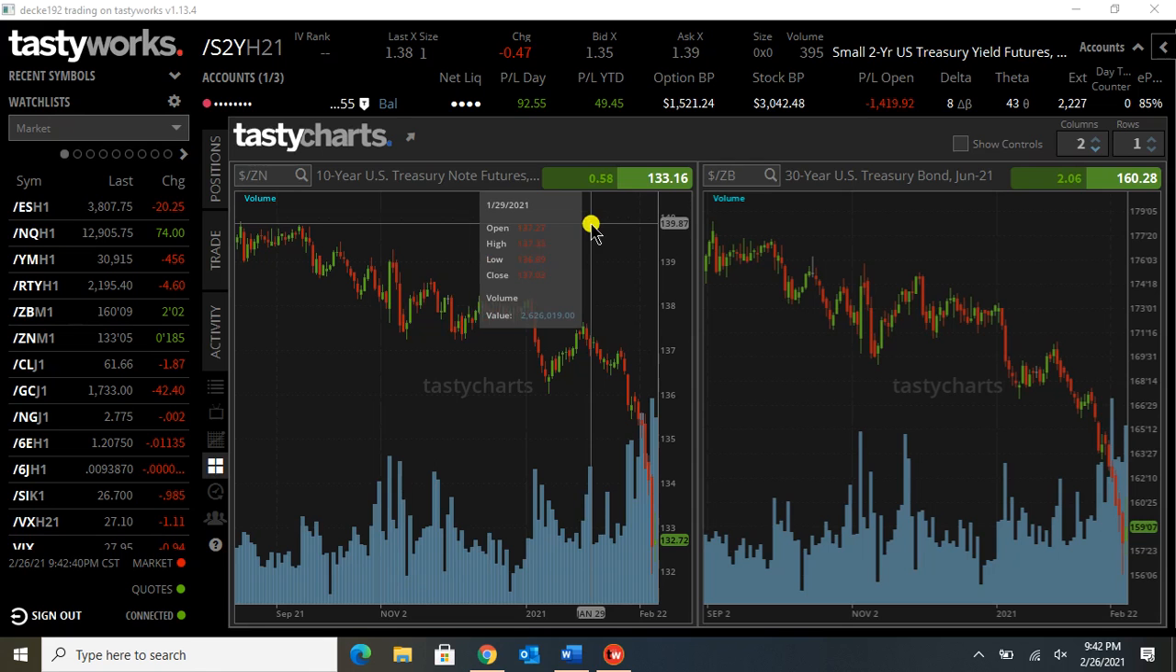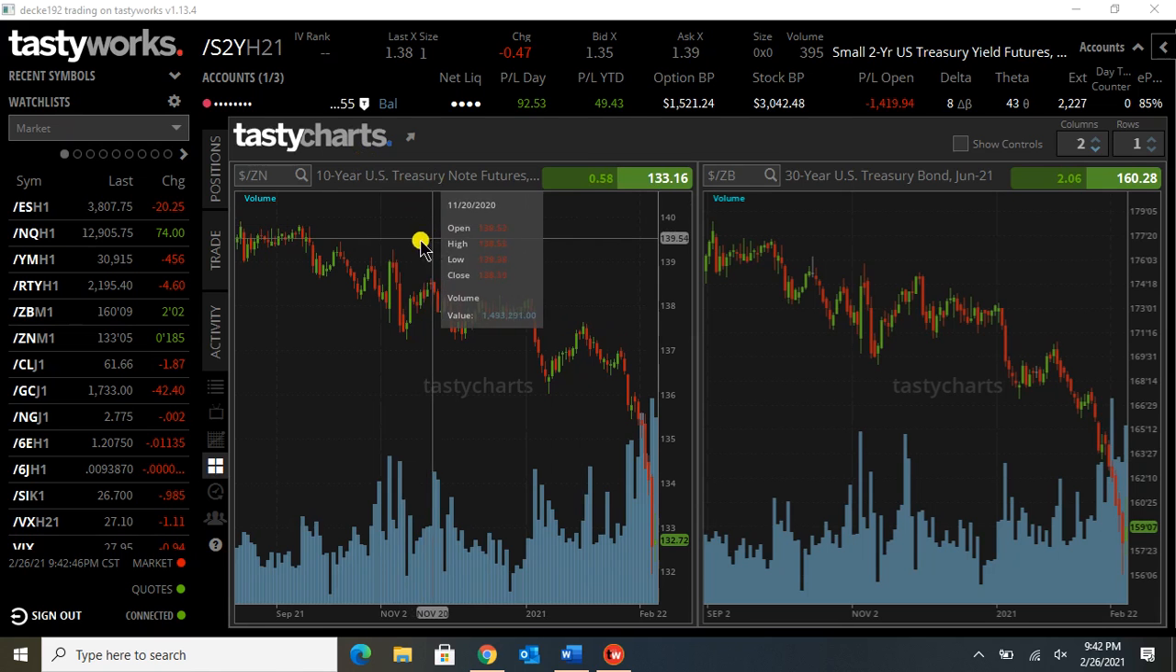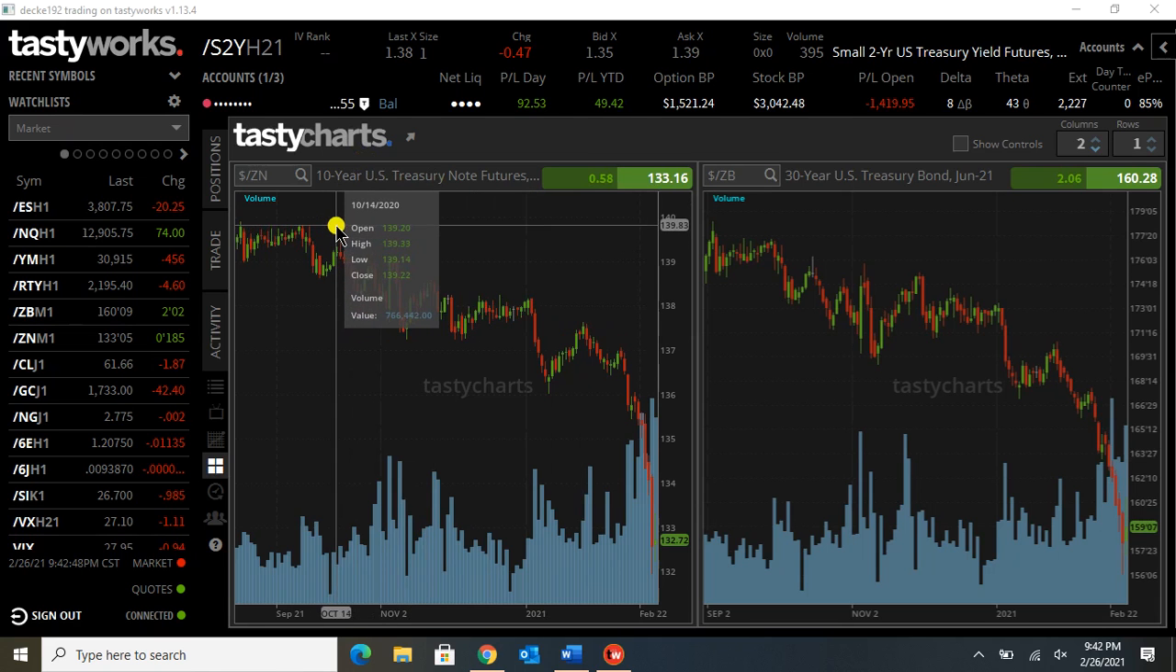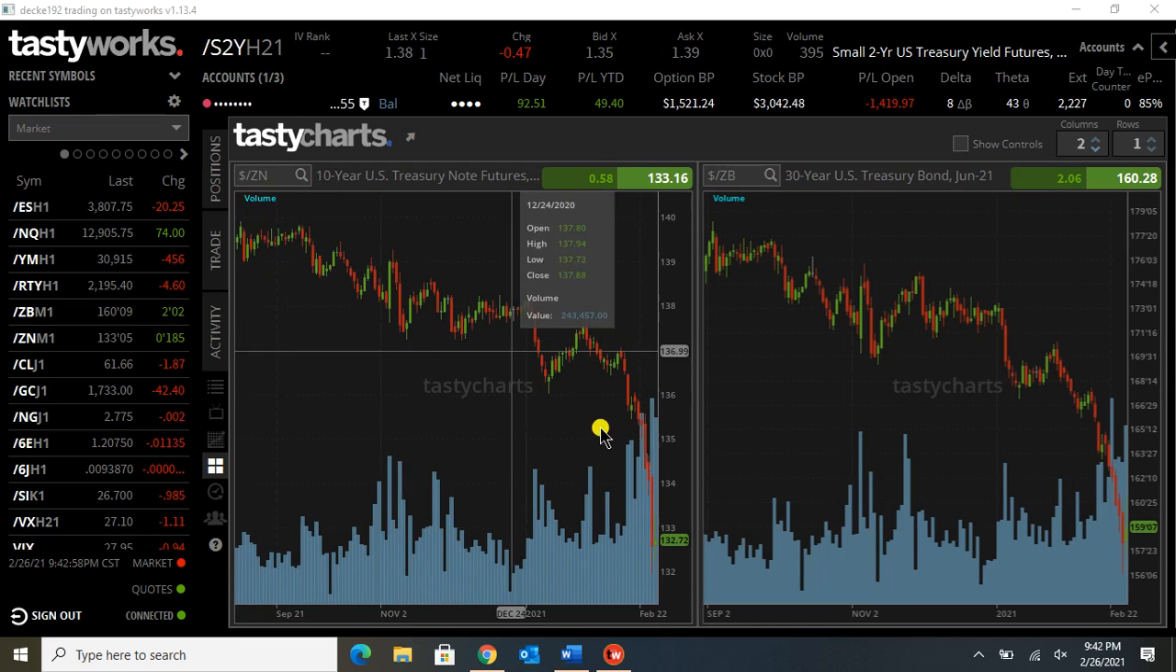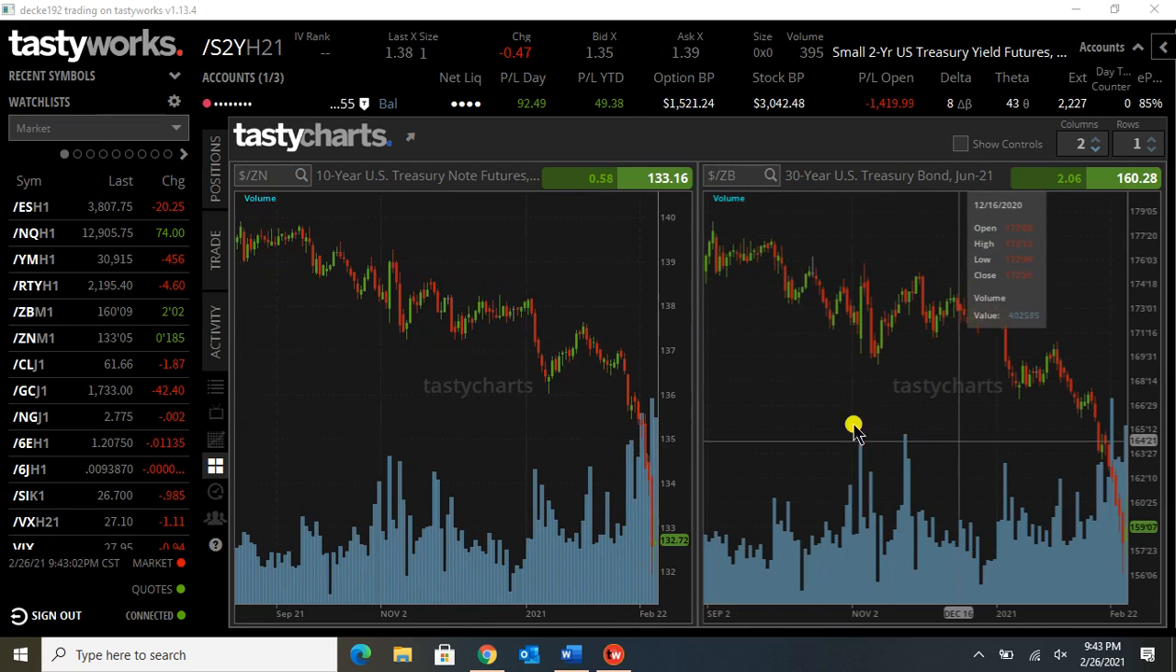So ZN and ZB are CME futures products. They're pretty old products. They're also very large products. And these products aren't actually the yield. So it's the actual note and the actual bond, and the yields are the inverse. So if ZN is going down, that means yields are going up. And if bonds are going down, same thing, the yields are going up.